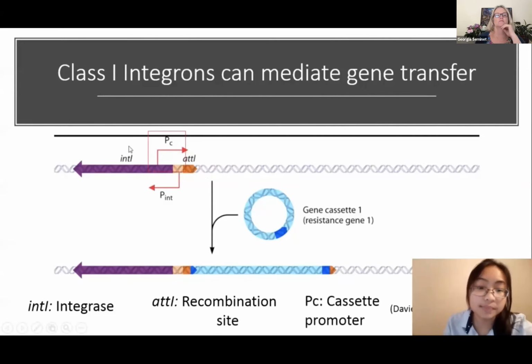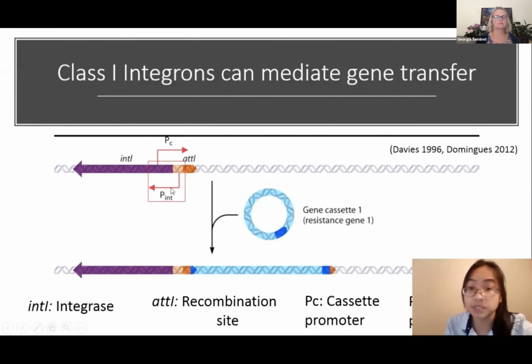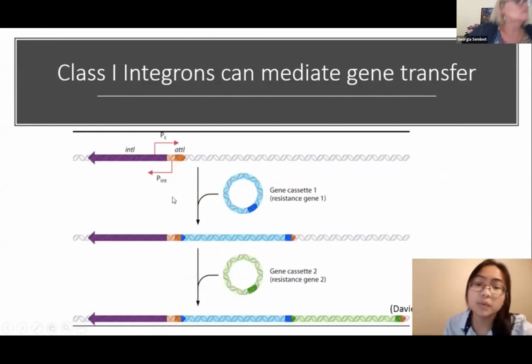Then there is the Pc or promoter region that is the start of transcription of the gene cassette, allowing the genes to be expressed. Lastly, the PintI is another promoter region specifically for the transcription of the integrase. With all these parts combined, integrons can insert multiple gene cassettes with antimicrobial resistance genes, collecting them, then transferring them to other bacteria.